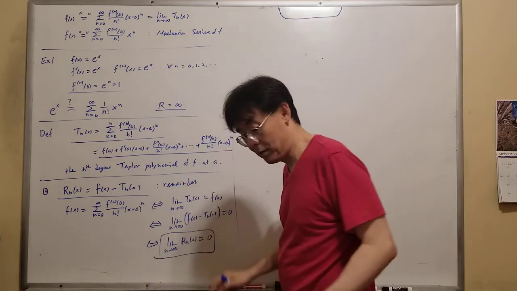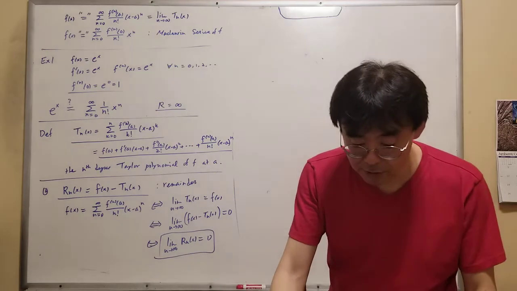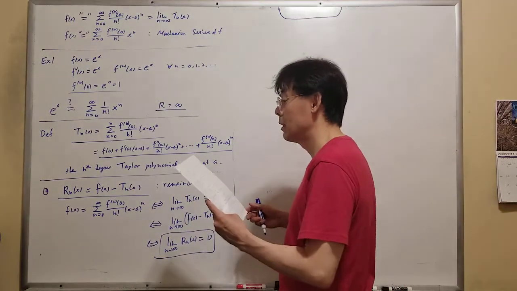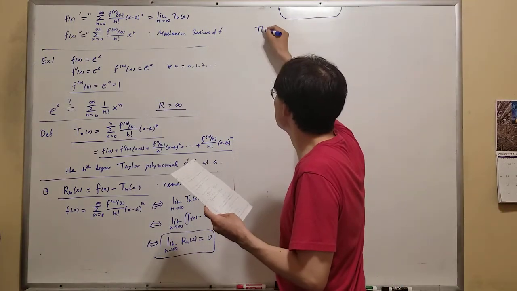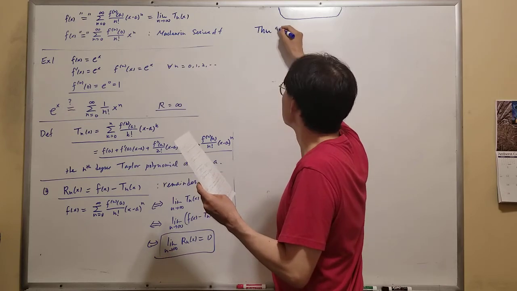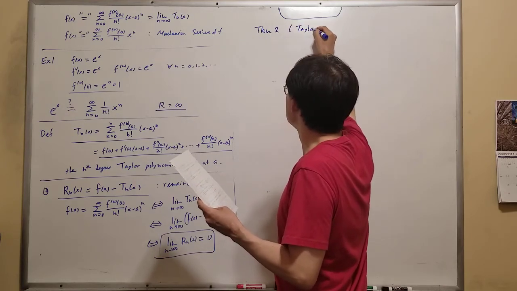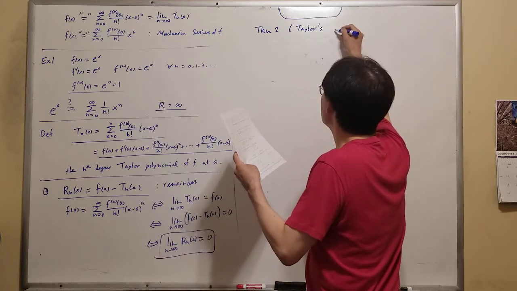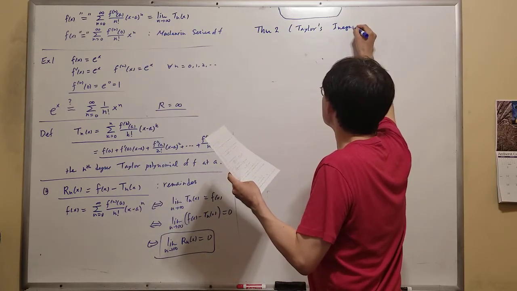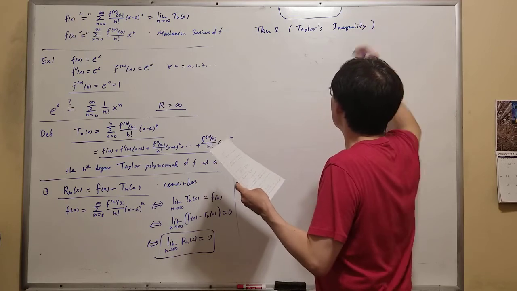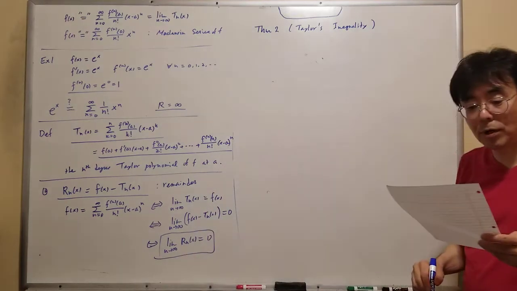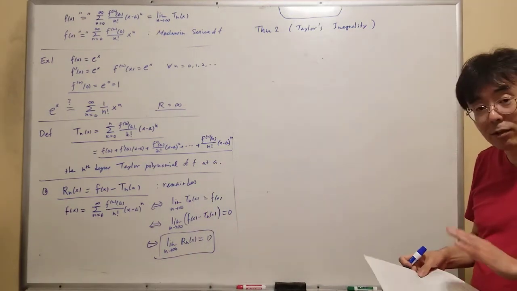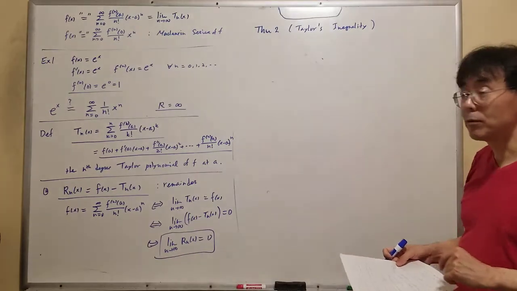So how do we show this? There's a critical theorem called Taylor's inequality. This is the key for that purpose. Taylor's inequality. This is not too hard to prove, but we decided to skip the proof. Okay?